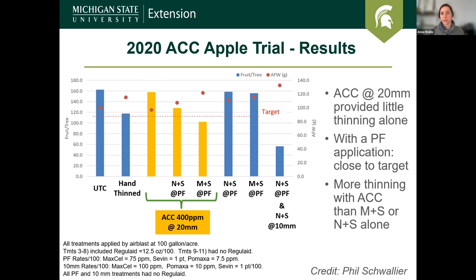So this is just evidence that ACC in that 20 millimeter window isn't going to provide very much thinning alone, but when you use it in combination with an earlier thinning application as part of a complete program, it's a very effective thinner. And we're seeing more thinning with ACC than Maxell at 7 alone or NAA at 7 alone too. So it's looking like a very promising product for a season-long thinning program.